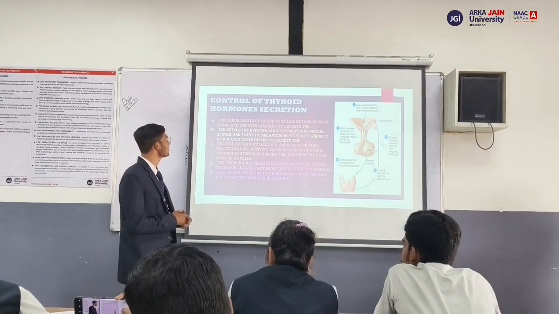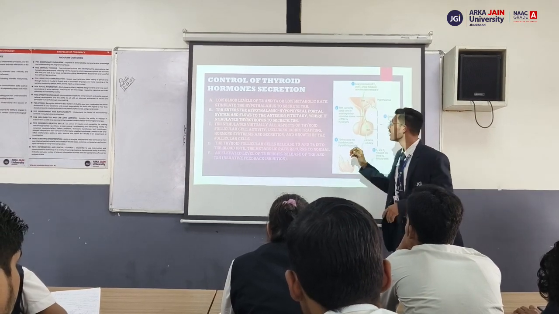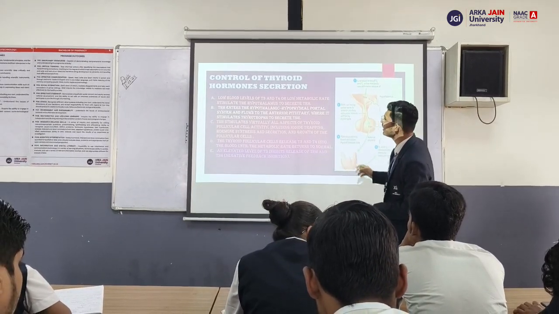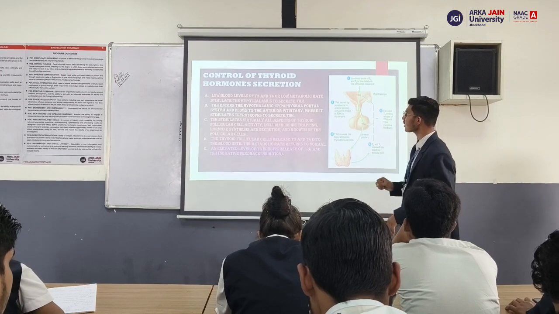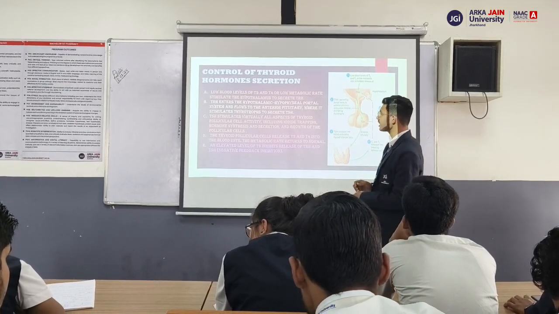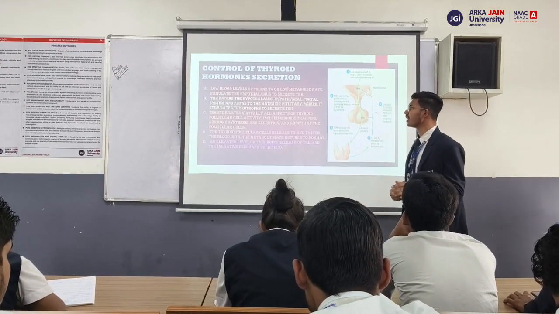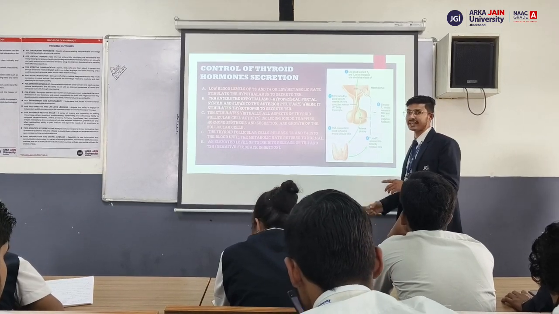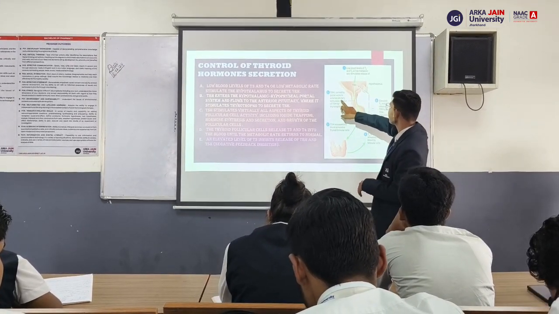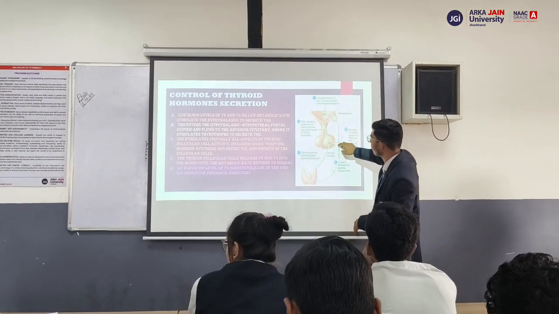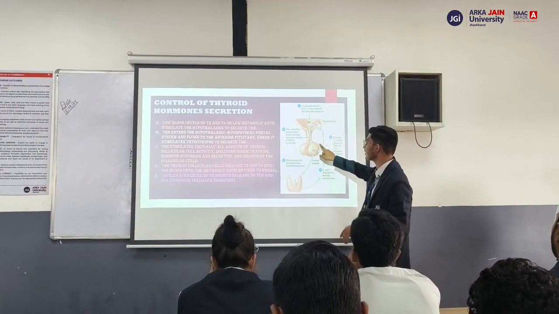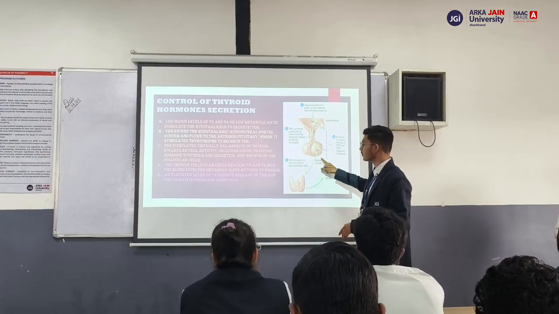Next is the TRH. Okay, and then the TRH enters the hypothalamic portal system and flows to the anterior pituitary, where it stimulates the secretion of TSH. TSH here carries the portal veins to the anterior pituitary, stimulates release of TSH by the thyroid.